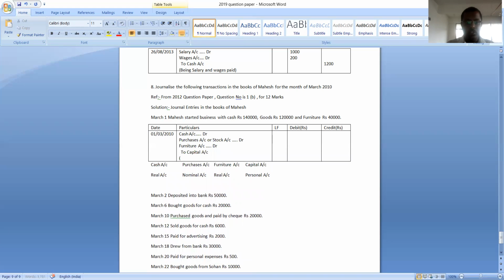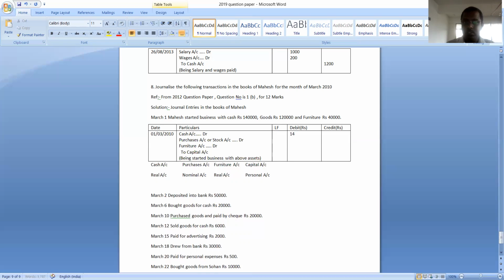What is the narration? Narration must be written in bracket. Being started business with above assets. Ledger folio column is nil.